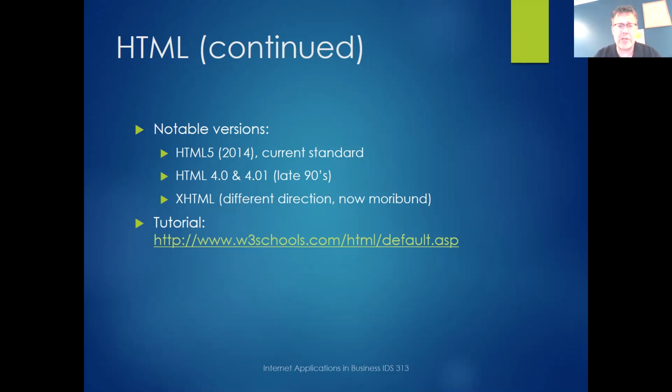Earlier versions, HTML4 and 4.01 from the late 90s, so there was a long gap there where there was not any major revision of HTML. And there's another one called XHTML, which was trying to do some things in a different direction. Technically, it still exists. I mean, you might even find an occasional bit of data out there in an XHTML file, but it's basically dead. Nobody's really working on it.